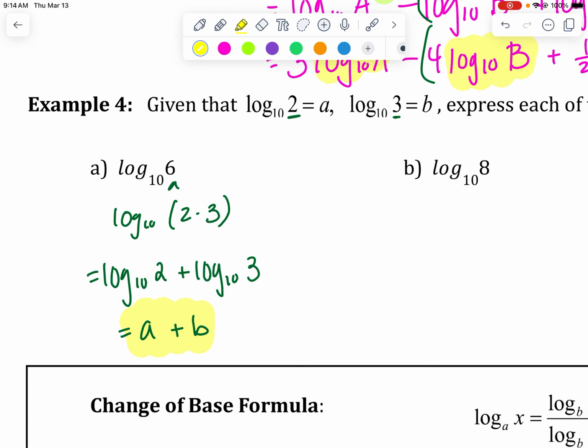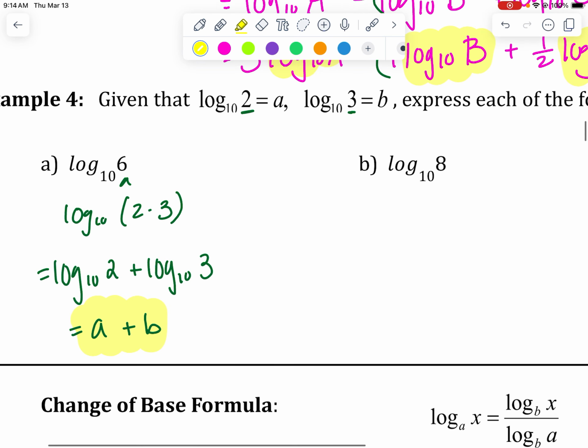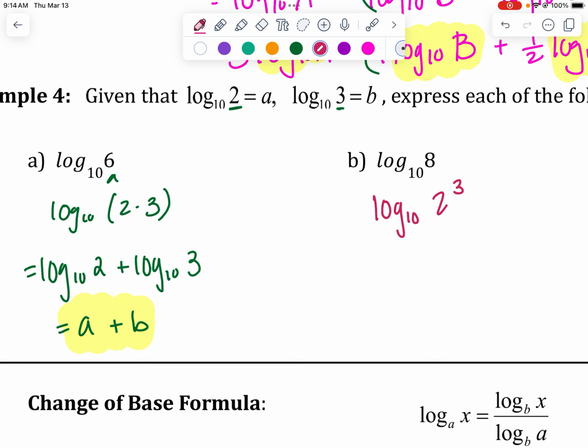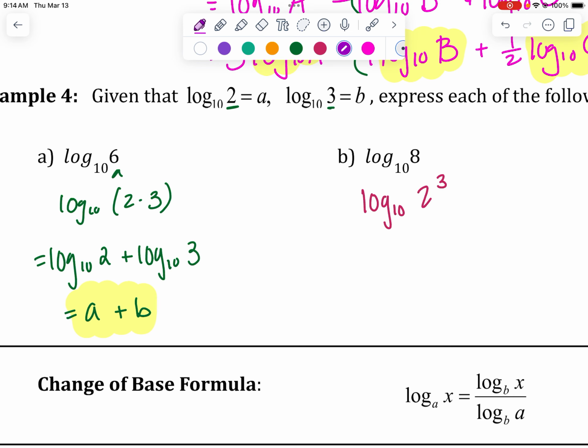Right, very similarly with part B, it says log base 10 of 8, right? If I'm thinking in terms of 2 and 3, I know that 2 cubed is equal to 8, so I could say log base 10 of 2 cubed. Right, I can go ahead and bring that 3 on over, so this becomes 3 log base 10 of 2. Log base 10 of 2 is equal to little a, so this is just 3 times a, 3a.